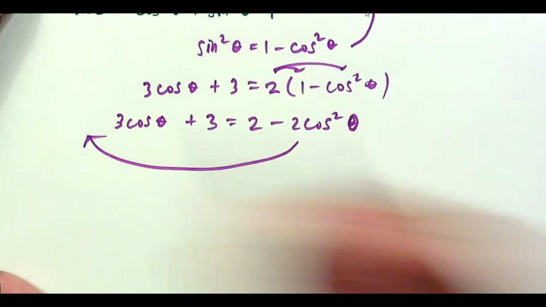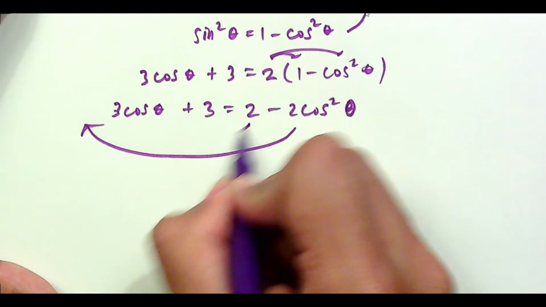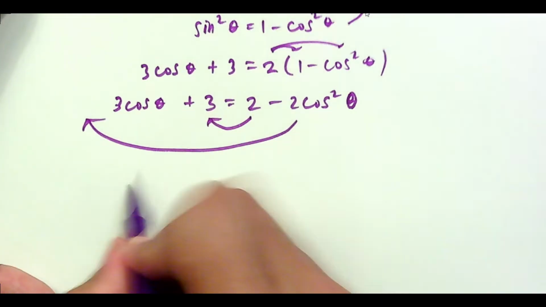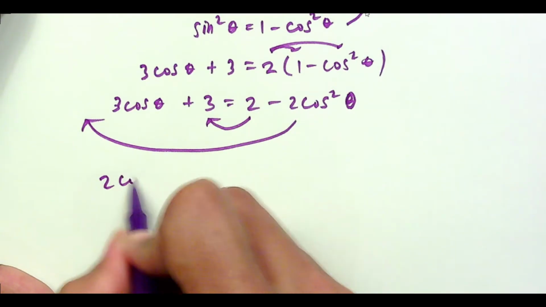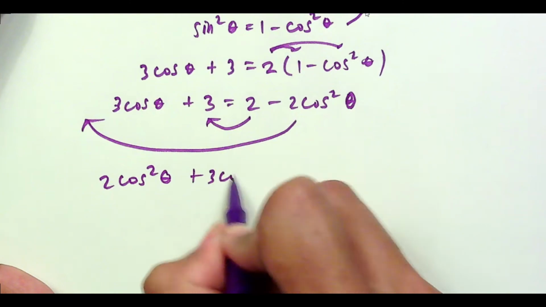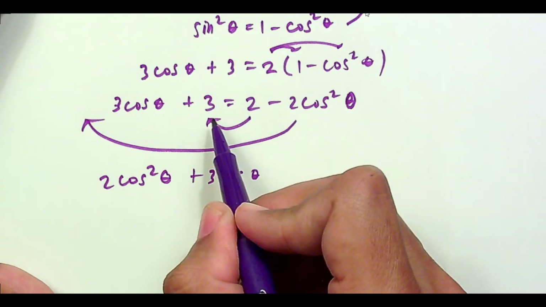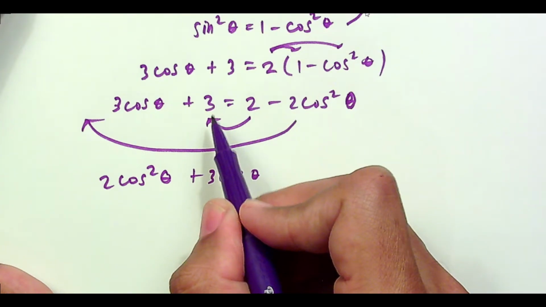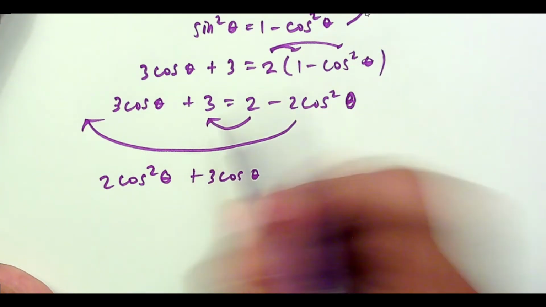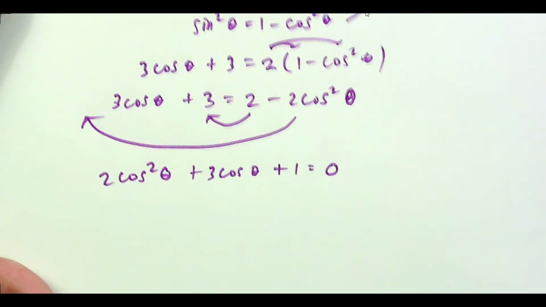This is going to go here to the front, and the 2 is going to get combined with that 3. So this is then 2 cosine squared of theta plus 3 cosine of theta. When the 2 moves, it becomes negative, so 3 minus 2. 3 minus 2 is positive 1. So positive 1 equals 0.